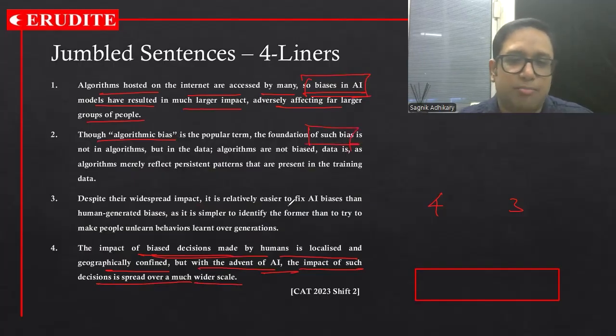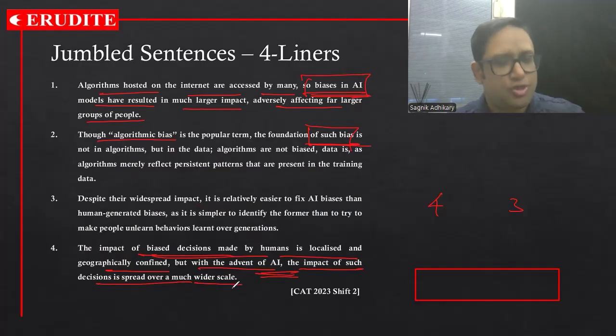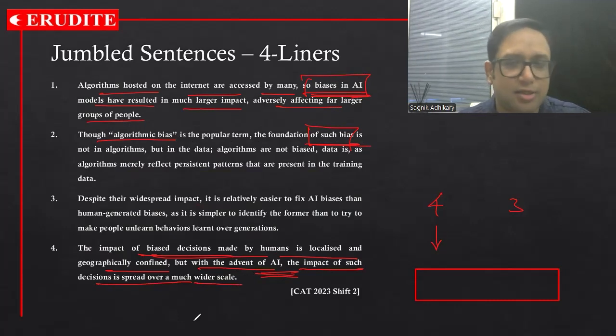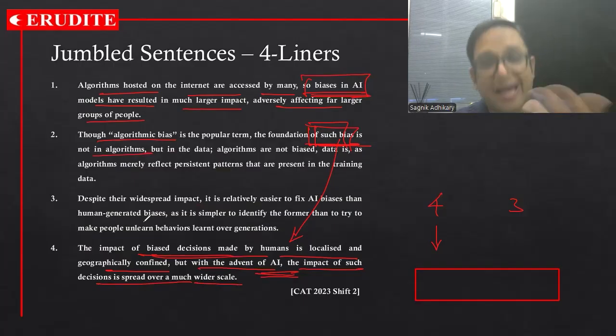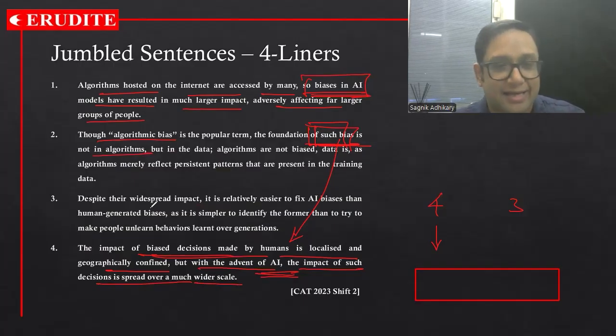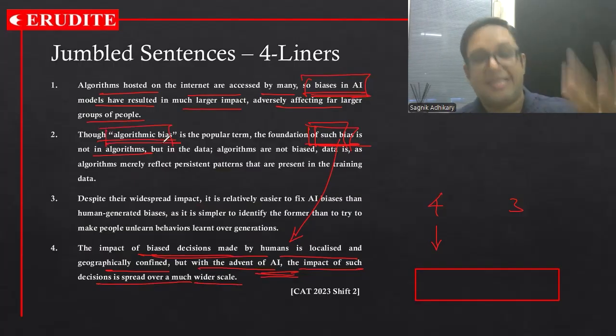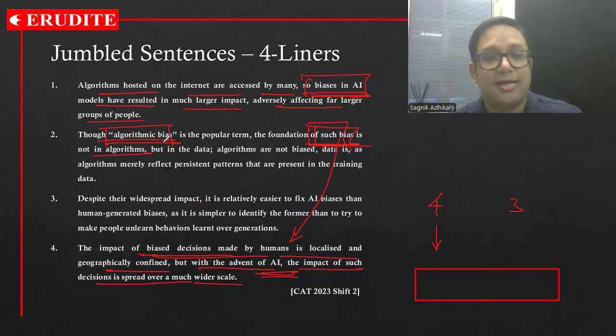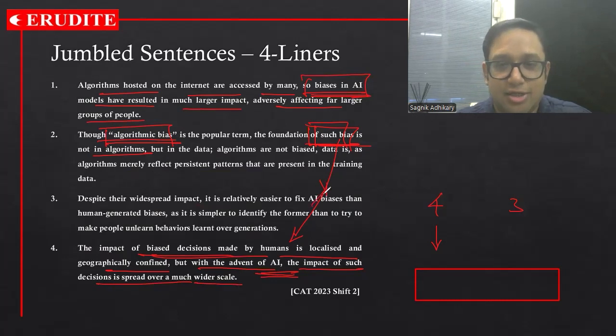Now, we see that both these statements talk about AI bias. Which one would connect with statement 4? 4, we seem to understand, is the opening statement, the first statement. Which one would connect with this? "Such bias" cannot connect with 4. That is not possible because 4 does not talk about bias in the case of algorithms or AI. It seems likely because we have algorithmic bias in quotations here. So it seems as if 2 introduces the idea of bias in AI, but actually it is 1 that introduces bias in AI. This connection does not pan out.